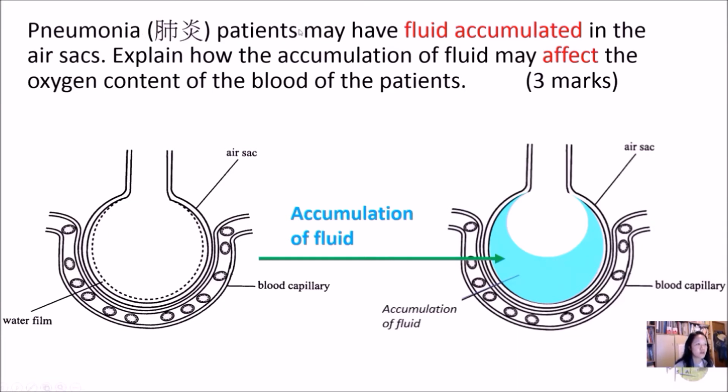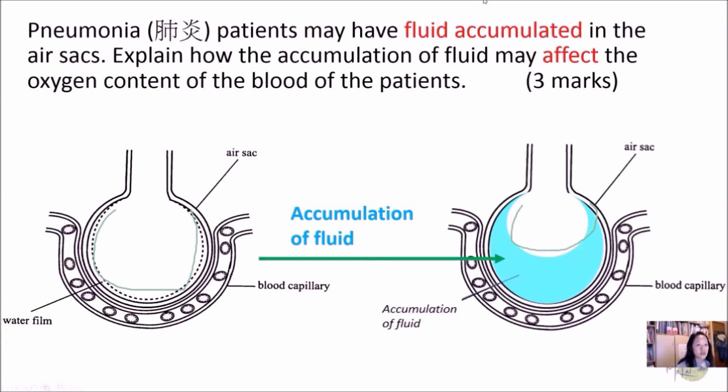So we have the pneumonia patient. You have a lot of fluid accumulated in the air sac. Explain how the accumulation of fluid may affect the oxygen content of the patient. What is the effect of accumulation of fluid on the surface area for gas exchange? Try to draw the surface area for gas exchange in a normal person and also in a person with fluid accumulation. Yes, this is the surface area, and for the patient, the surface area is reduced.